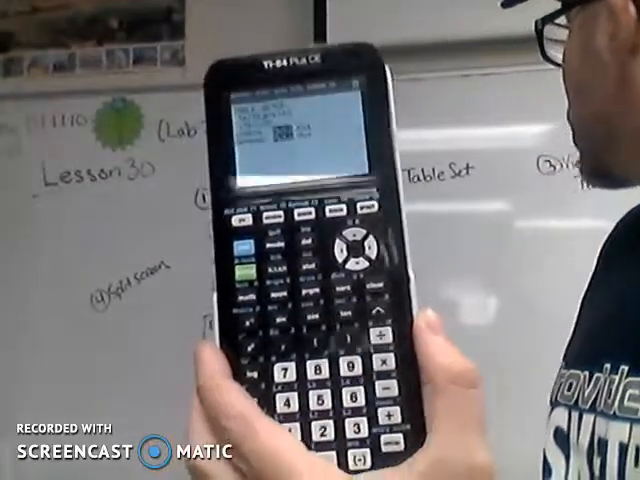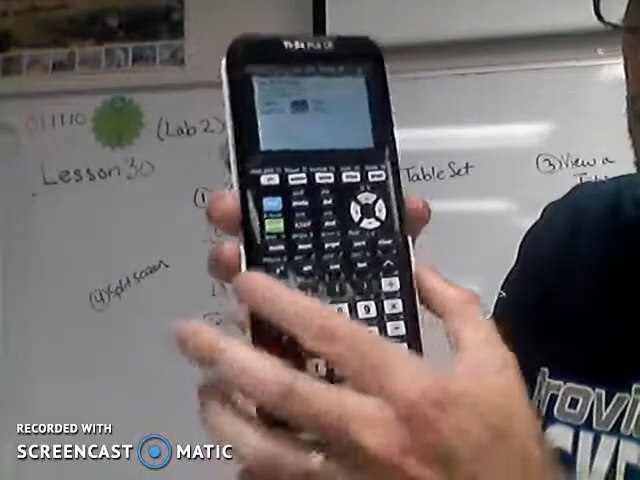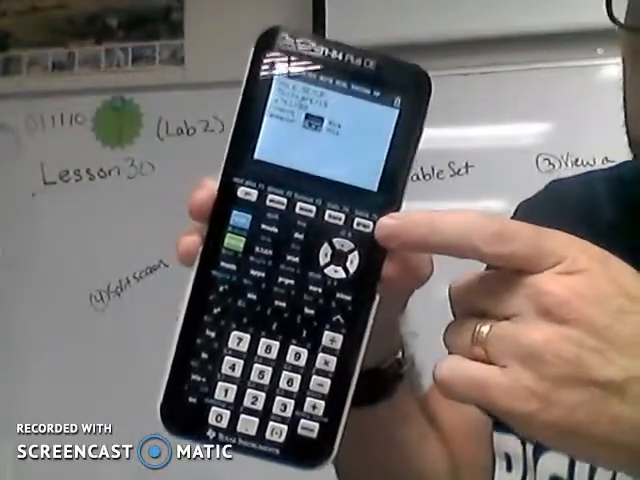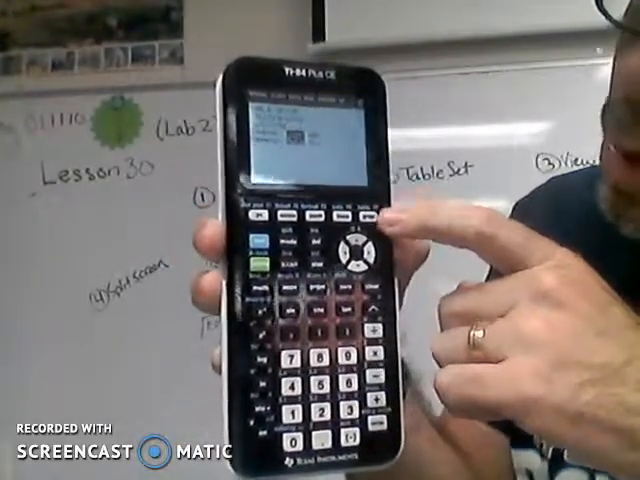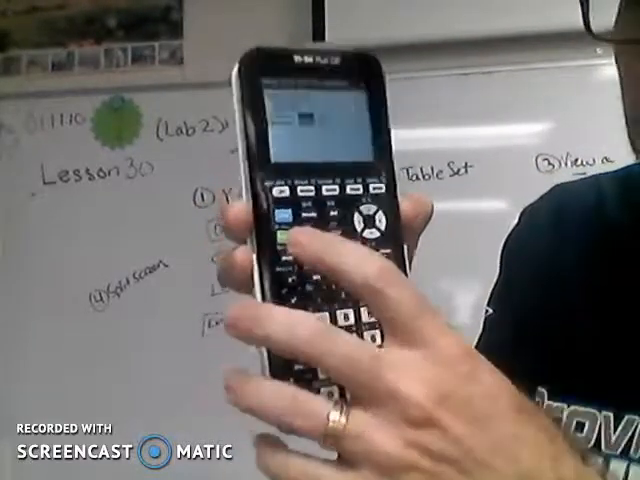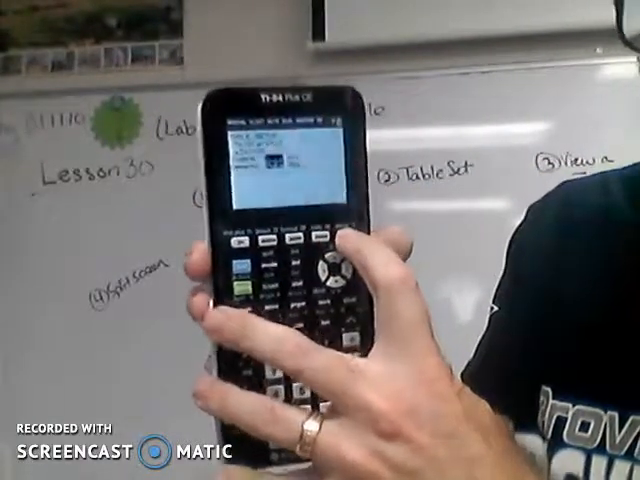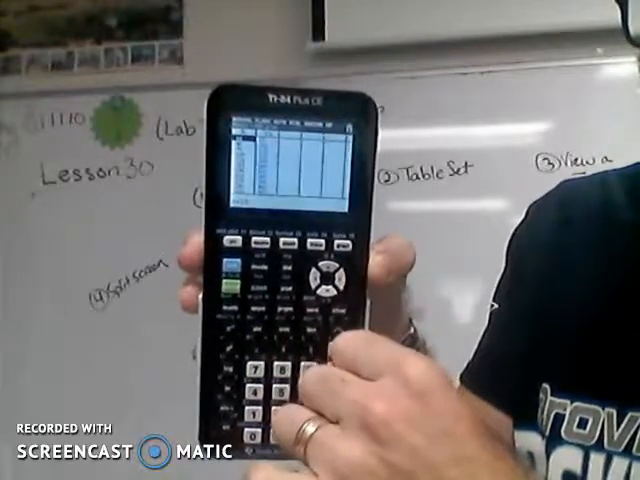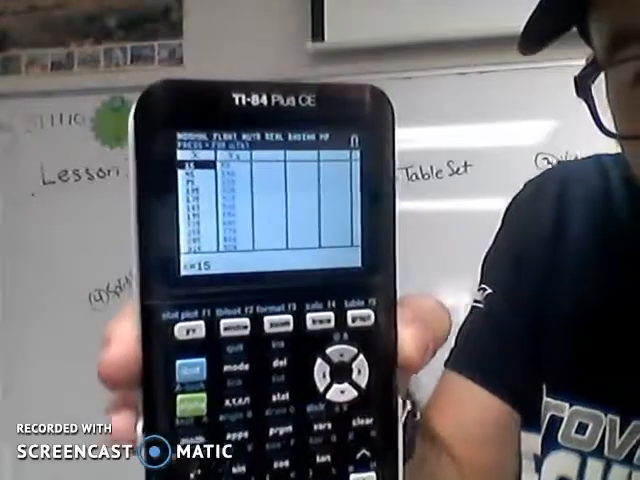The next thing is to go ahead and view that table. And so if you look across the top, you saw way over here you got the button that says graph, but in the blue above it says table. So go ahead and try it. Go second, graph, and you should get something that looks like this.